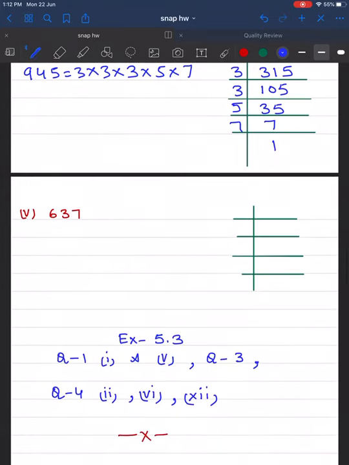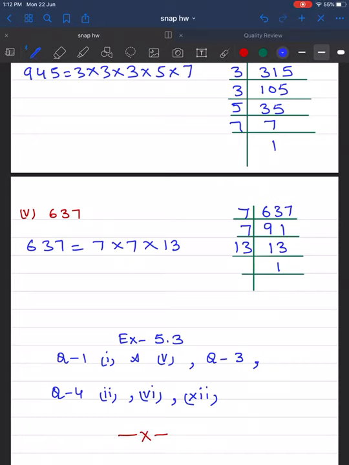Let's do one more. 637. So let's find out the prime factorization. Now 637 is divisible by 7. So 7 9s are 63, 7 1s are 7. Again 91 is divisible by 7. So 7 13s are 91 and then 13 1s are 13. So 637 can be written as 7 into 7 into 13.